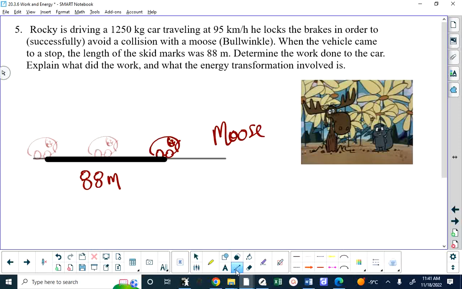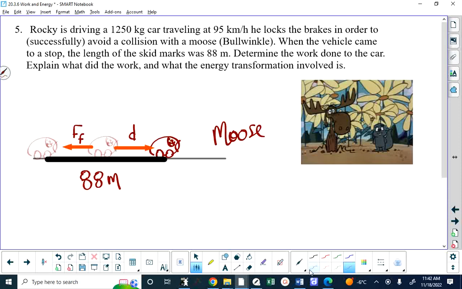So what's happening is there's a displacement to the right of the car. This is the displacement. And there is a force backwards, not causing the displacement, but causing the change in the energy of the car. This is the force due to friction in this case. The applied force in this case is the force of friction. But that's not going to work, is it? If we knew the coefficient of friction, we could find the force of friction, couldn't we? Is there any other way we can find the force of friction?